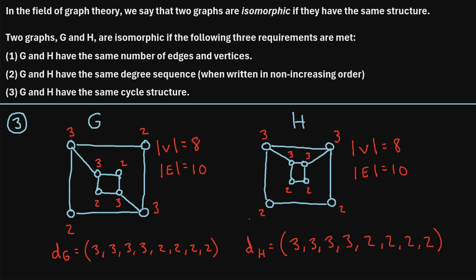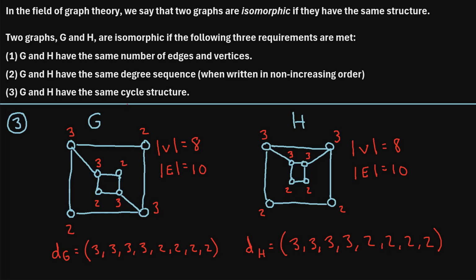Now, when we do that, we'll find that graph H has the exact same degree sequence as graph G. So the first two requirements are met. Both graphs have the same number of edges and vertices, and they have the same degree sequence. So now we can move on to the very last requirement. Do they have the same cycle structure?